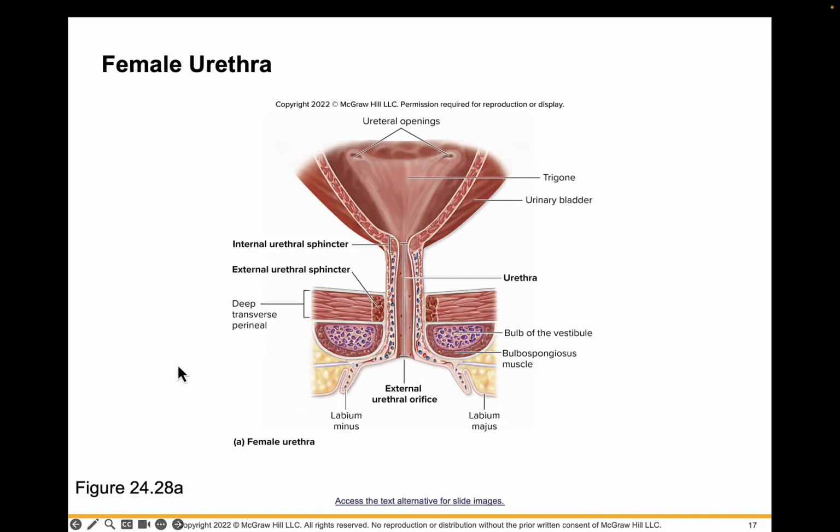Now here we can see some differences between the female urethra versus the male urethra. And here we can basically see that the female urethra is much shorter. And because of how short it is and its proximity and location, this is one of the primary reasons why we actually see more urinary tract infections in women than we do in men.